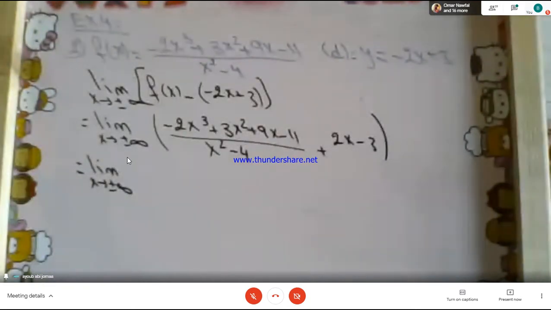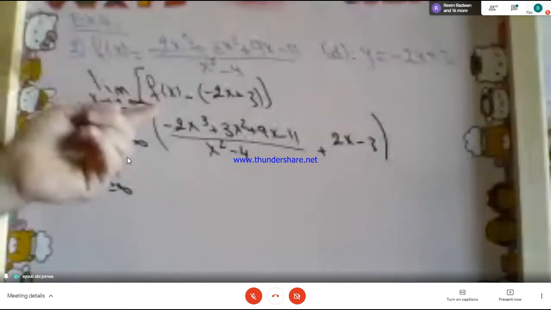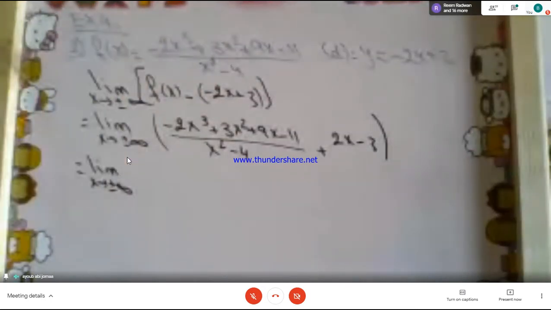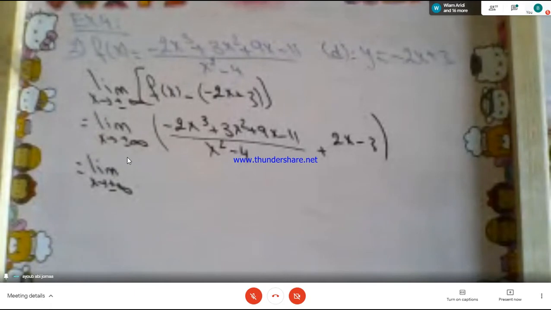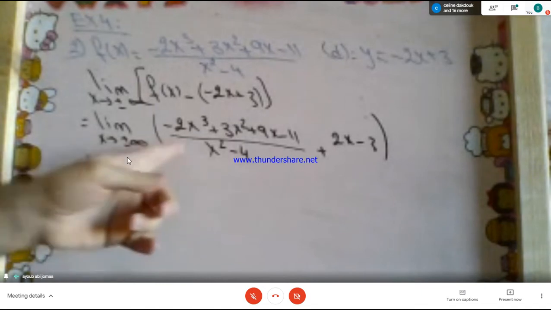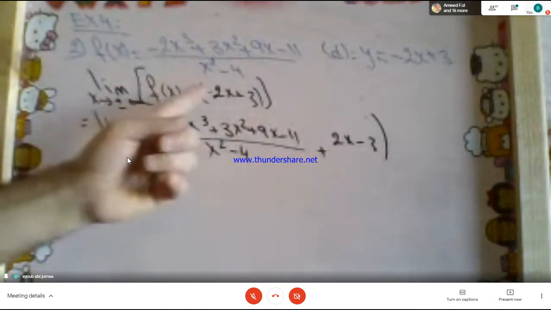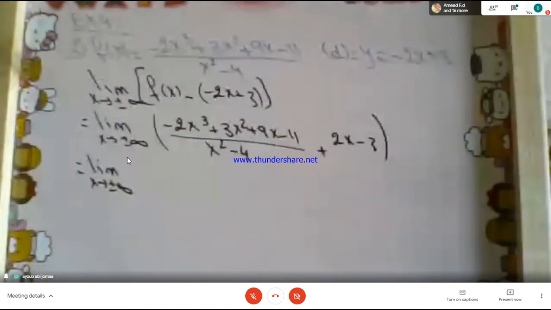I'm finding f of x minus this, not the limit of f of x. It is not limit minus limit. You'll get, by the way, indeterminate form. If you find limit of this minus limit of this, you'll get indeterminate form.